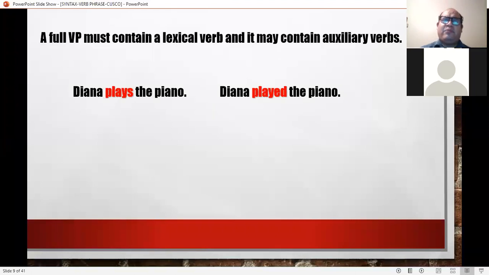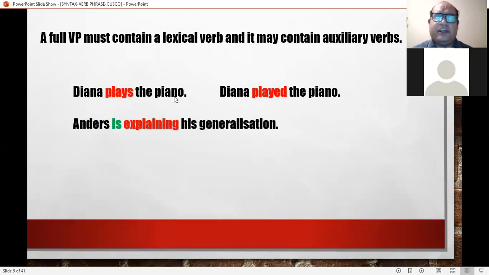So here we have this. Diana plays the piano. Diana played the piano. Notice that here, in these two sentences, the verb phrase, the head, is just a lexical verb, play. The first one is in the present simple, and the second one is in the past simple, all right? But just a lexical verb.